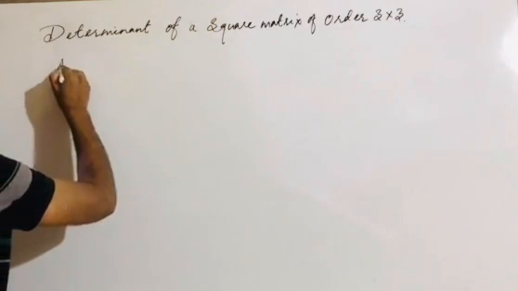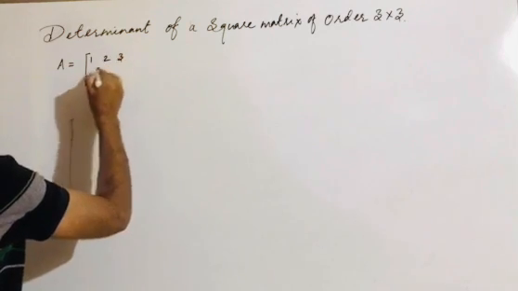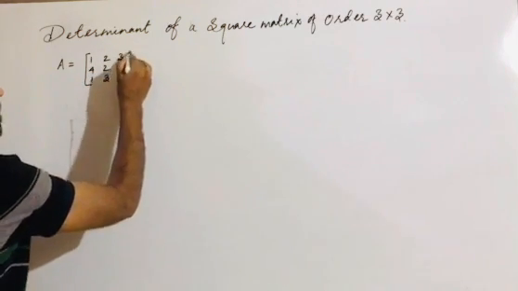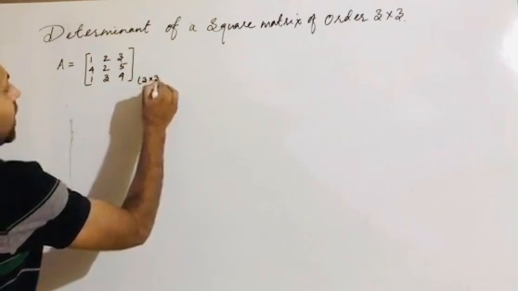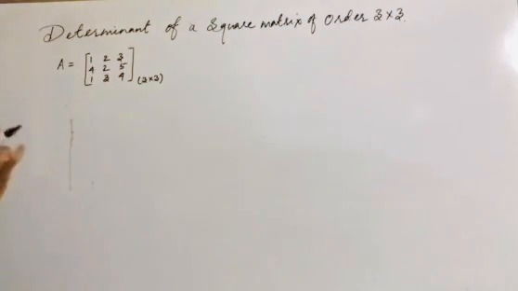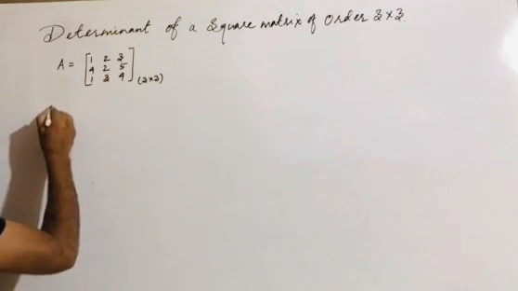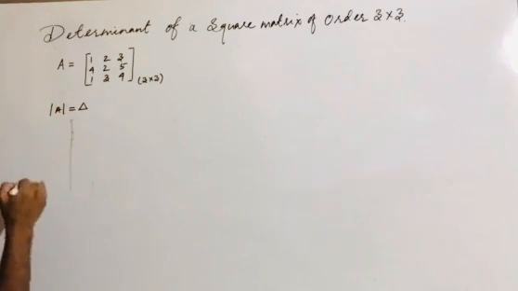I am taking a square matrix A equals, suppose, 1, 2, 3, 4, 2, 5 and then 1, 3, 4. Suppose this square matrix is given, and the order of this is 3 by 3. In the previous module I taught you that determinants can be obtained only for a square matrix, whether of order 2 by 2 or 3 by 3. If I have to find the determinant of it, it can be written as determinant of A, or it can also be denoted by the triangle sign.